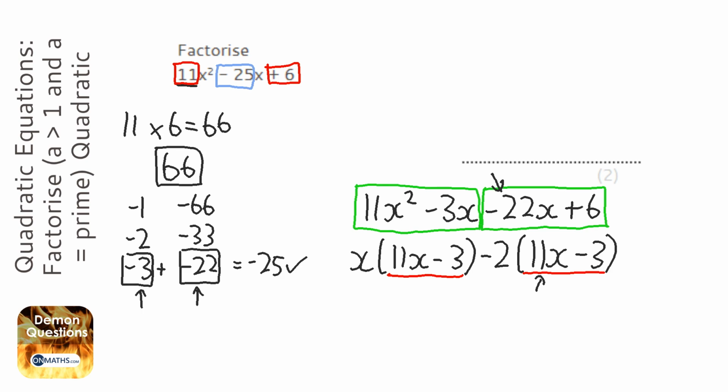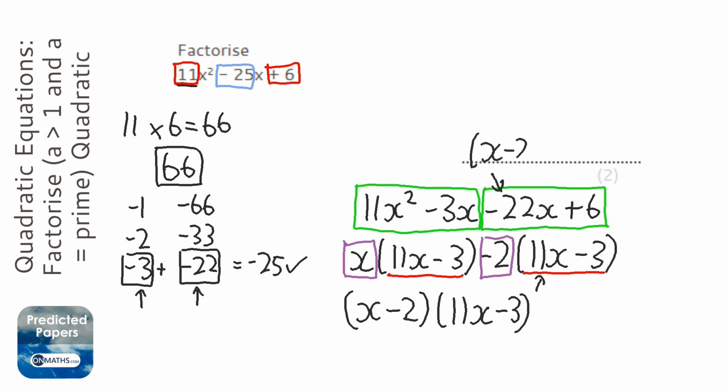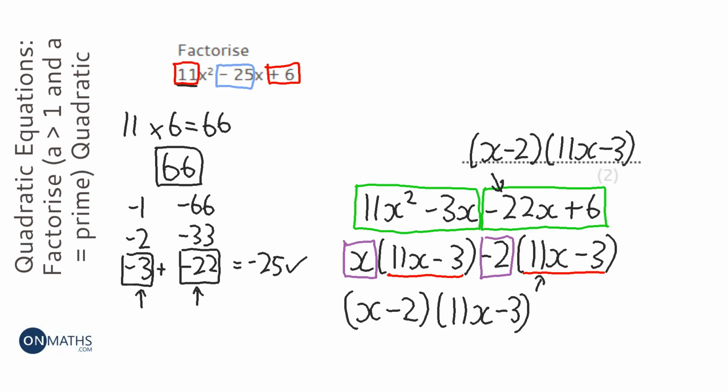Okay, last step, dead easy, is I get the coefficients of the brackets, so the x and the negative 2, and I create a bracket for them, so x minus 2. And then I get the repeated bracket, and it's really important we have a repeated bracket, and just put that next to it. And so our answer is x minus 2, bracket, 11x minus 3. And if you've got time, if you expanded that, you will find that you would get 11x squared minus 25x plus 6.